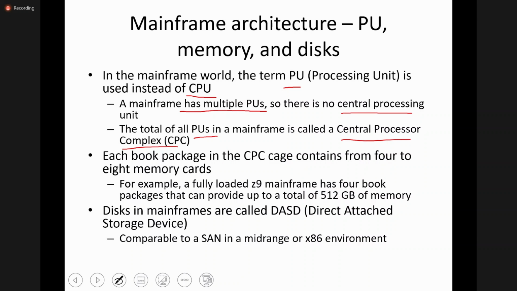Each book package in the CPC cage contains from 4 to 8 memory cards. For example, a fully loaded Z9 mainframe has 4 book packages that can provide a total of up to 512 gigabytes of memory. Disks in mainframes are called DASD, direct access storage devices, compatible with the SAN in the mainframe.